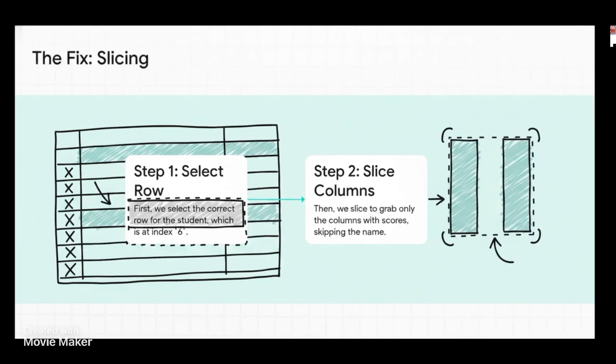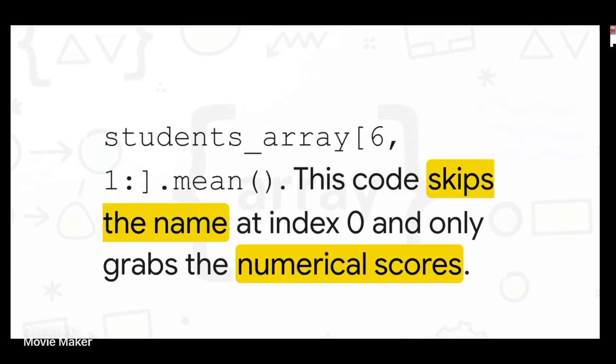So the fix is actually a neat little two-step. First, we select the right row, index 6. But then, and this is the key, we have to tell Python to ignore that first column with the name and only grab the columns that have the scores. And for that, we use something called slicing. And this is the code that does it perfectly.